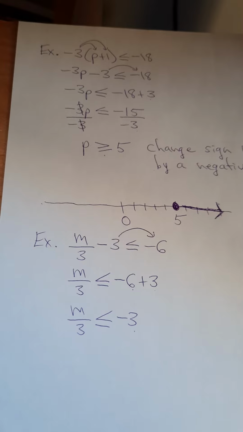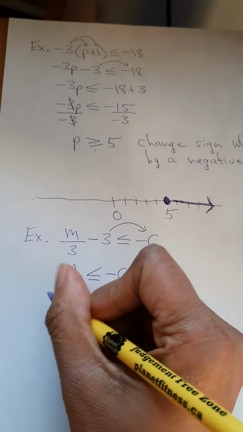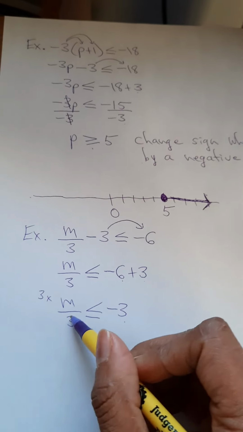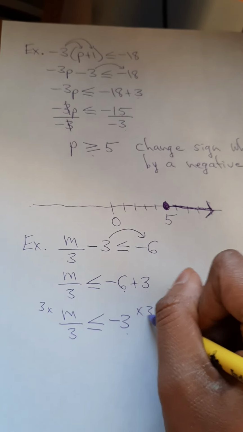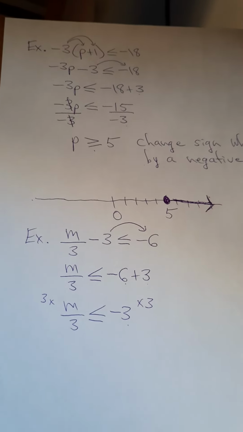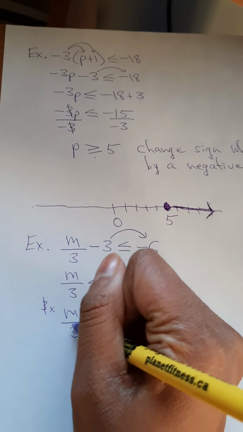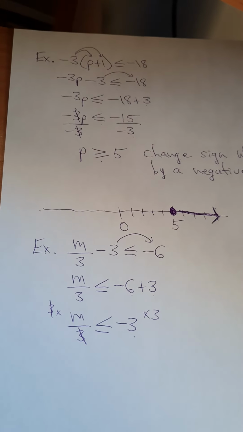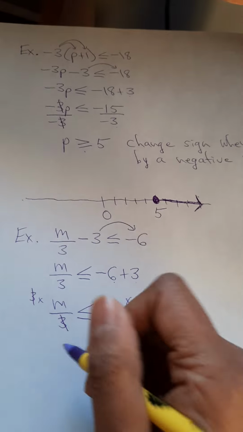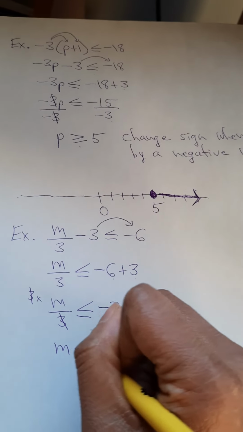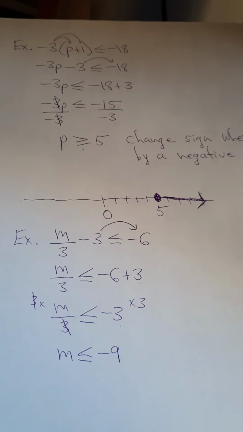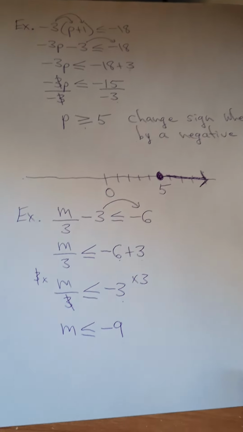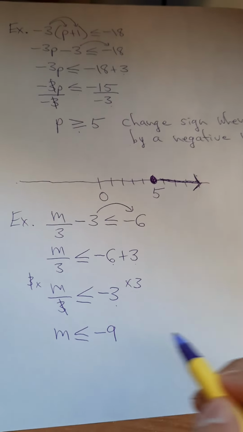Now to solve for the value of m, I'm going to basically multiply by the lowest common denominator here, which is 3. So we're going to times it by 3 on both sides. And what happens is this 3 just cancels out. And what we're left with here is basically m is less than or equal to negative 9. Everyone sees that? So that's my answer, basically.